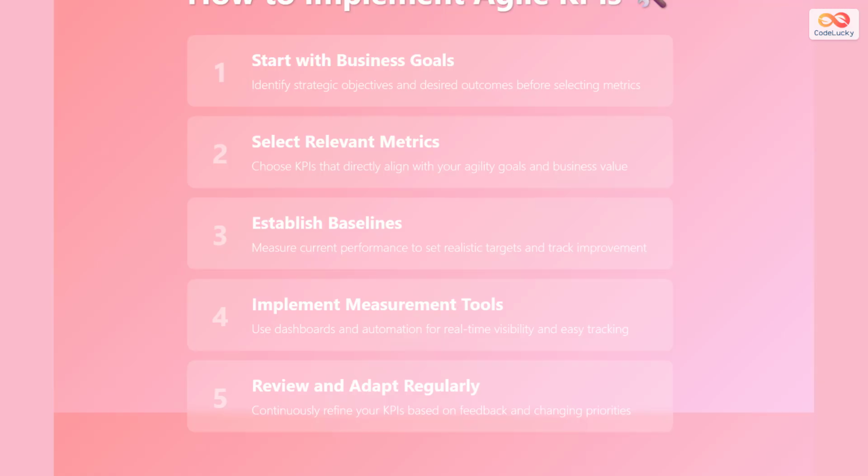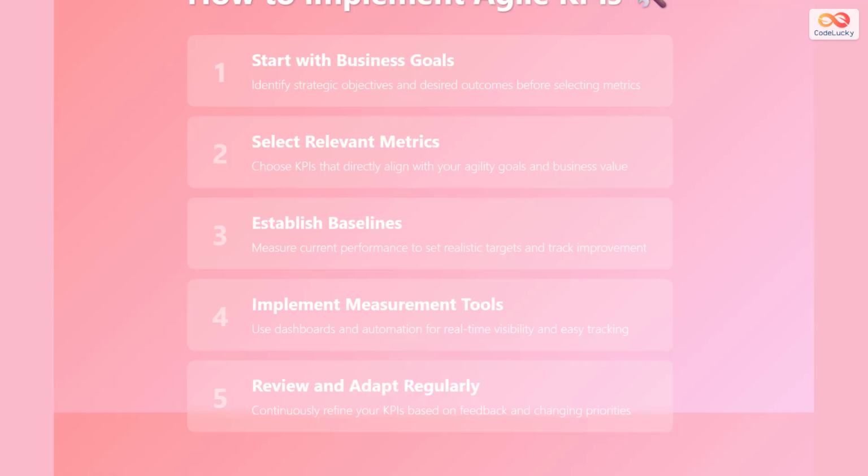Implementing Agile KPIs effectively requires a thoughtful, structured approach. Start with your business goals. Before selecting any metrics, clearly identify your strategic objectives and desired outcomes. Your KPIs should be servants to these goals, not arbitrary numbers. Next, select relevant metrics that directly align with your agility goals and business value. Resist the temptation to measure everything. Focus on what truly matters.